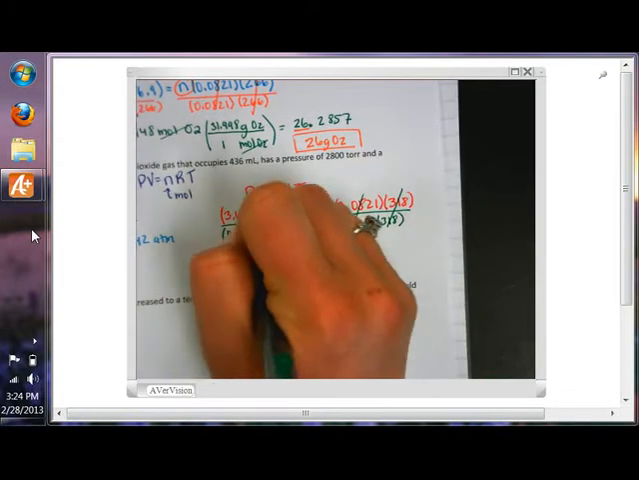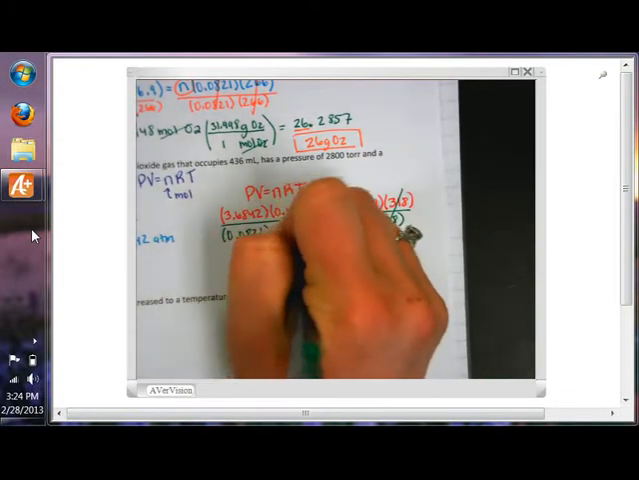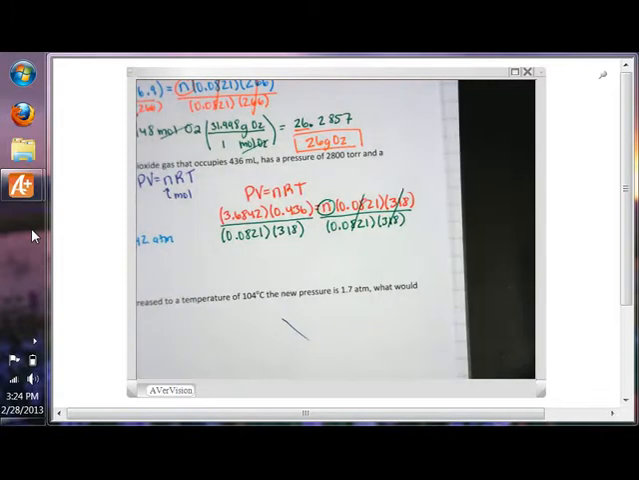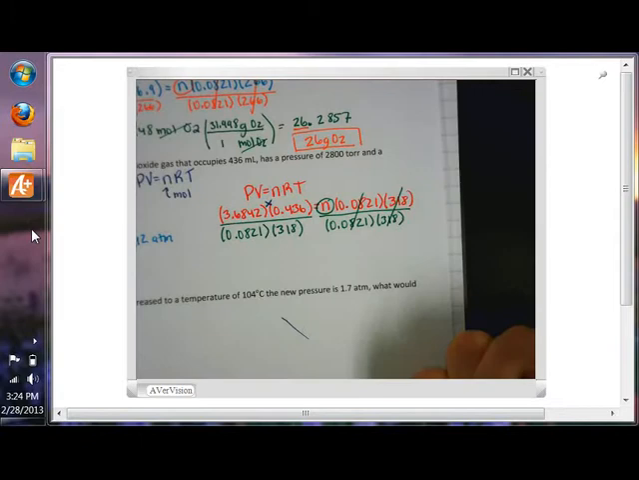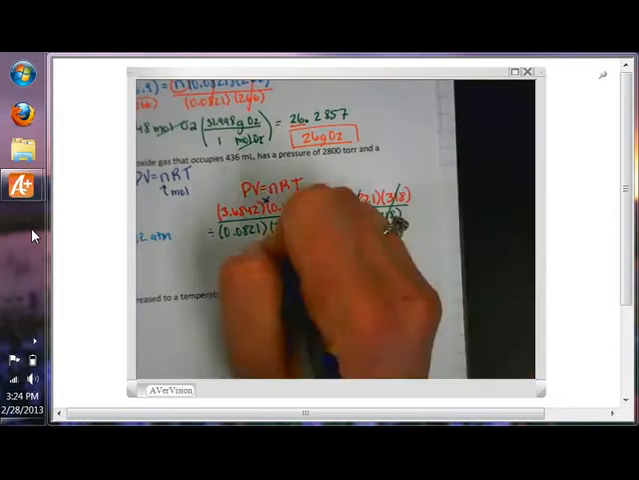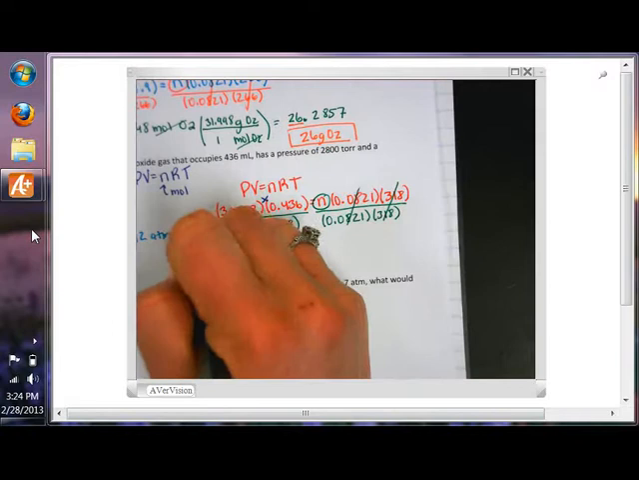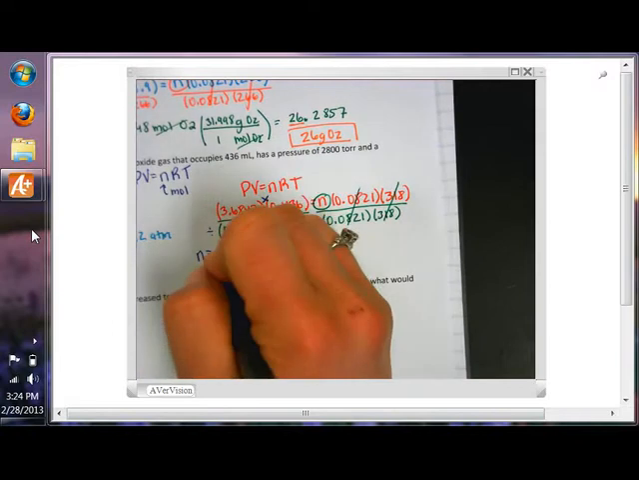So remember, when you type this into your calculator, you multiply the top, you hit divided by on the bottom, and then divided by again. So your calculator spits out n equals 0.061526. Now n is moles, and it's moles of CO2.